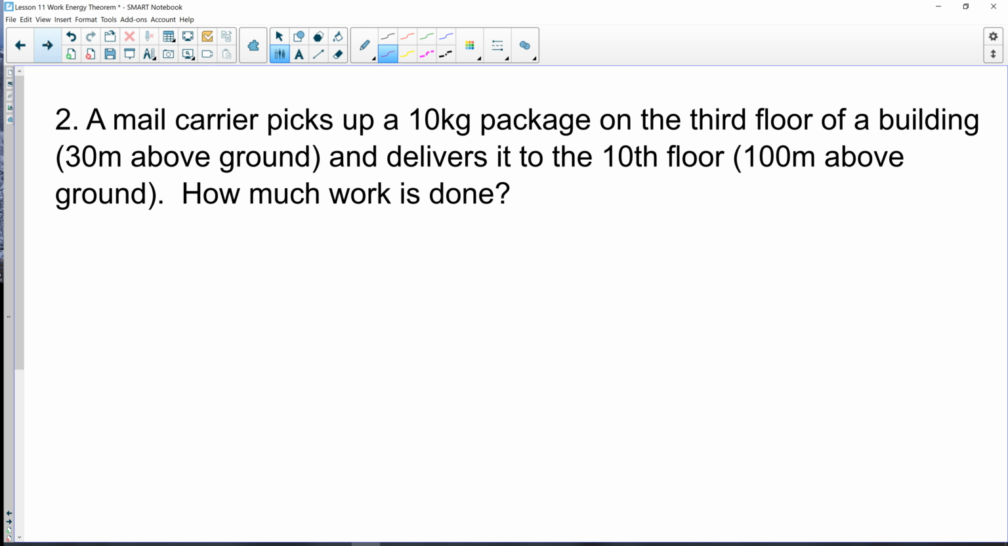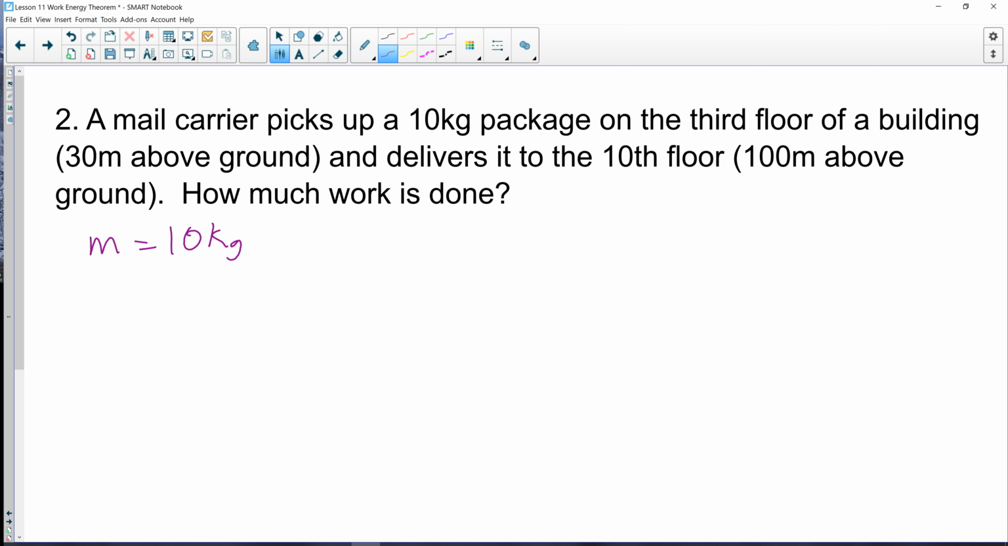Okay, let's try this one and then I'll give you guys a little break. So write that one down and give it a try. Okay, so in this one we got a 10 kilogram package, so they tell us the mass. It's picked up on the 3rd floor of a building, 30 meters above the ground.